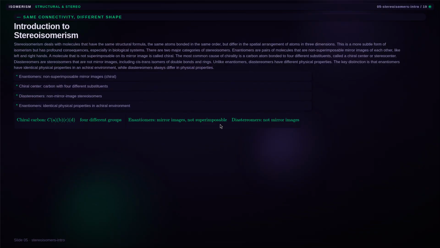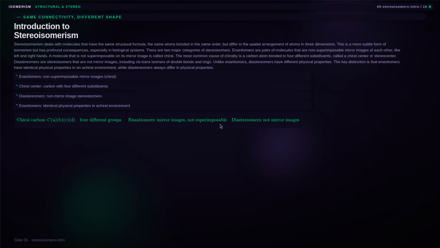Stereoisomerism deals with molecules that have the same structural formula, the same atoms bonded in the same order, but differ in the spatial arrangement of atoms in 3 dimensions. This is a more subtle form of isomerism, but has profound consequences, especially in biological systems. There are 2 major categories of stereoisomers. Enantiomers are pairs of molecules that are non-superimposable mirror images of each other, like left and right hands.